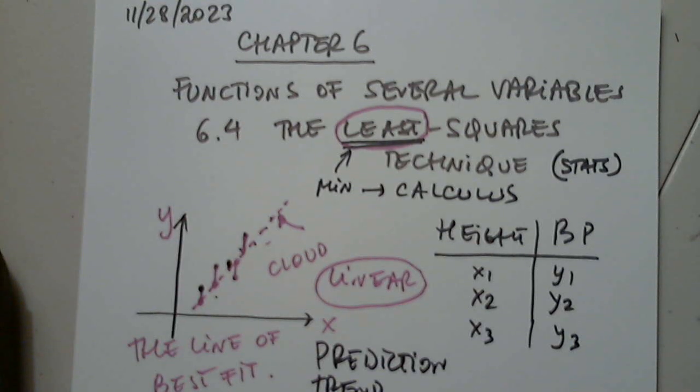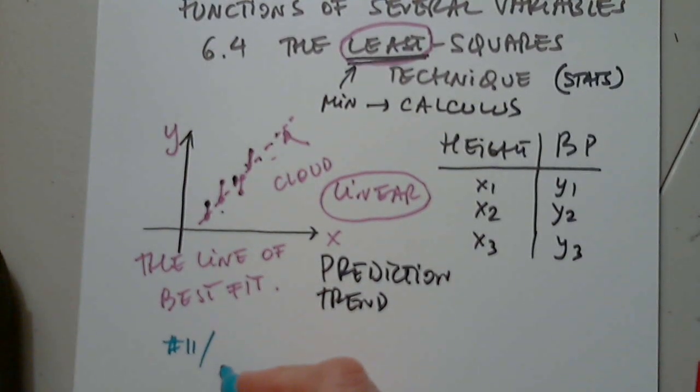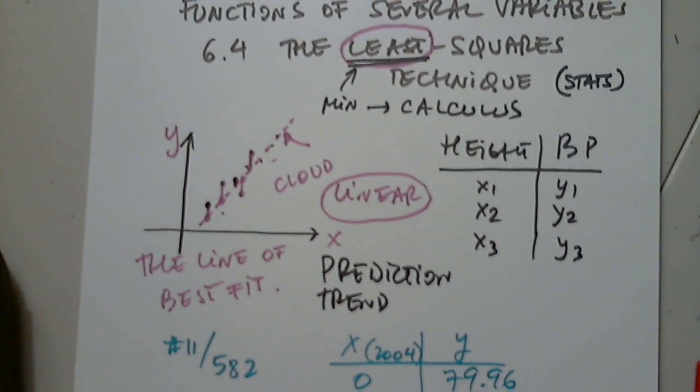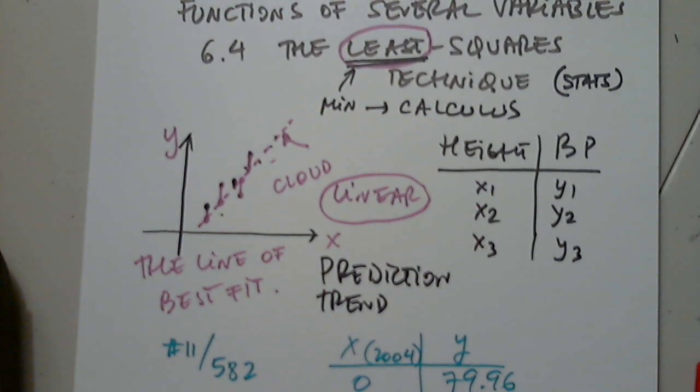Okay. Life expectancy of women. Consider the data in the following table showing the average life expectancy of women in various years. And here's the table. I will copy the table on paper. So this is 11 on page 582. And I have X and Y. So this is since 2004. And 0, 2, 5, 7, 10, 79.96, 80.21, 80.81, 80.95, and 81.11.